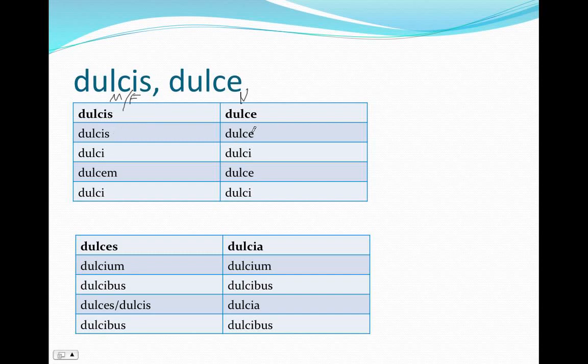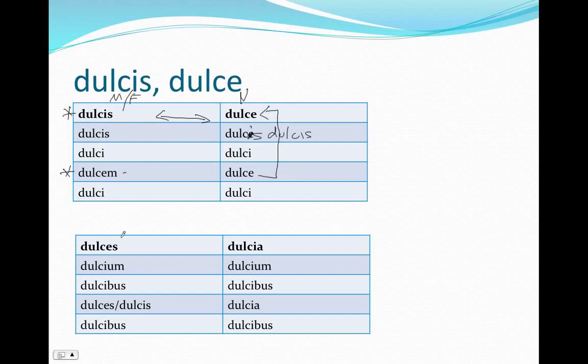Dulcis, dulcis. The genitive is the same, dulcis. Dative, dulci, dulci. Accusative, dulcem, dulce. Ablative, dulci, dulci. If you take a look here, the masculine, feminine, and neuter are identical except in the nominative, where we have a separate masculine and feminine form and a separate neuter form, and in the accusative singular, where we have an accusative in em, as you'd expect, and a neuter in e, because it has to be the same as the nominative.